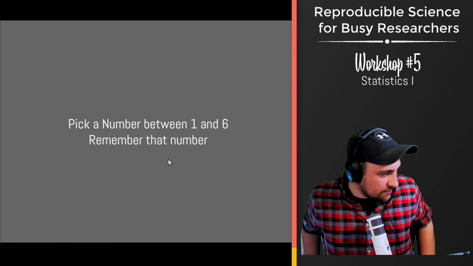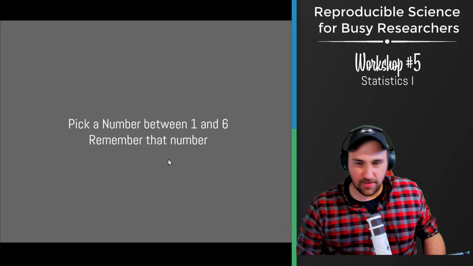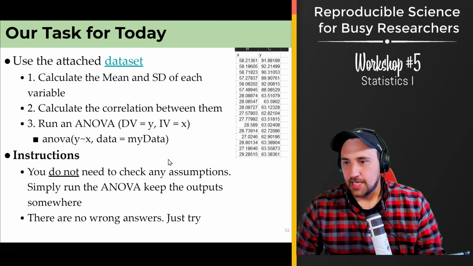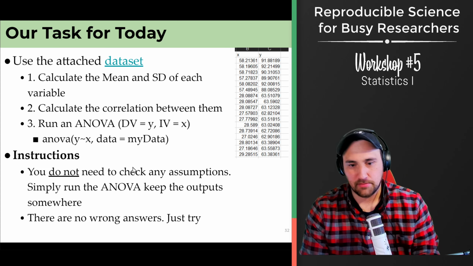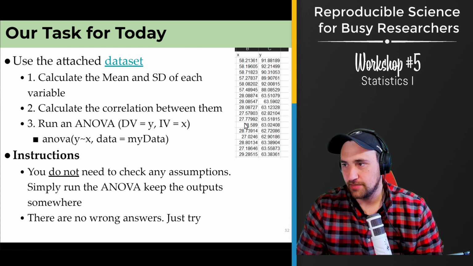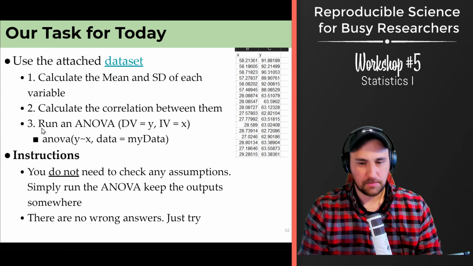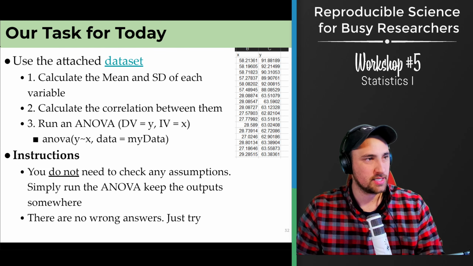Right now, I'm going to ask everyone to pick a number between 1 and 6. You don't need to say it in chat, but remember that number. And we're going to go use the attached data set, and our goal is real simple in part 1. We're going to calculate the mean and standard deviation of two variables. So in the first one, we have an x and a y, and we're going to run an Anova. For the first part, we're not going to check any assumptions. There's no wrong answers, and you'll see in just a second what I mean by that.